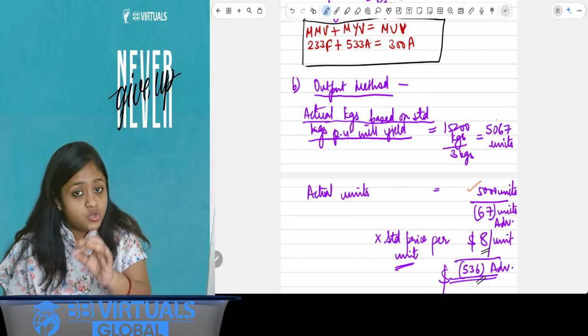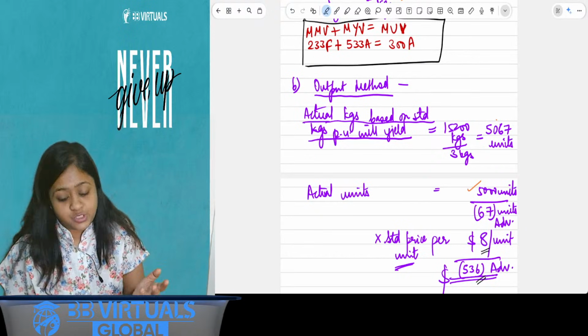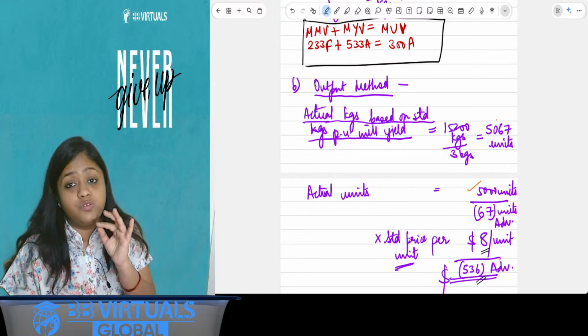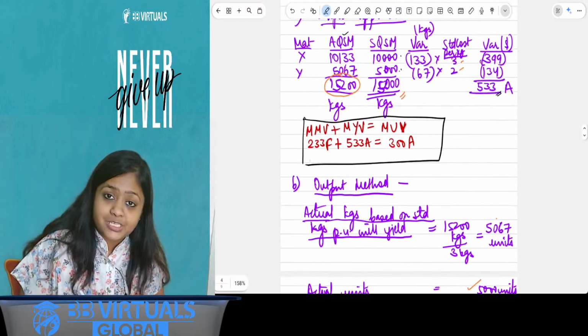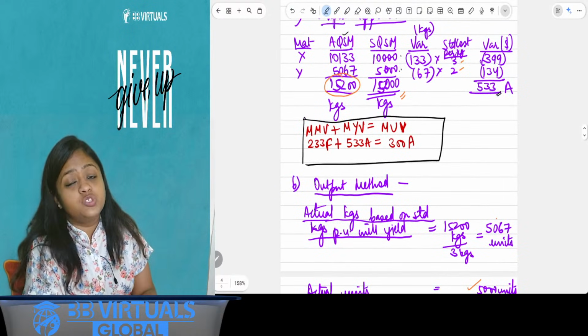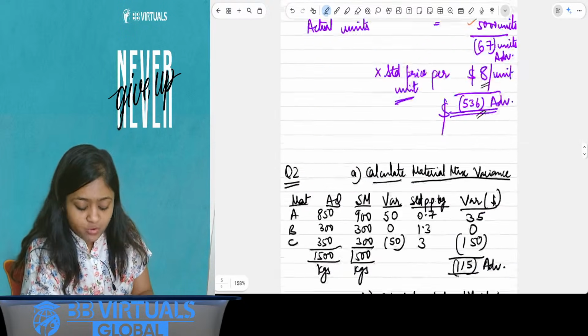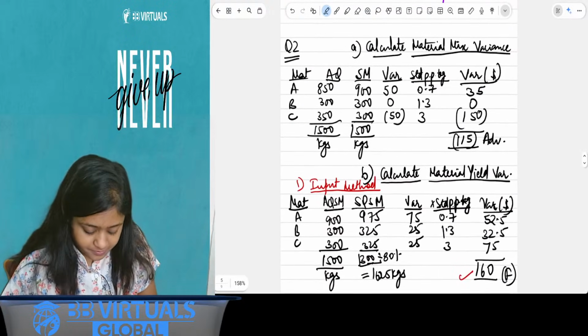Since you manufactured lower units, so now what is it? Adverse variance. Remember, whether you do input method or output method, your answer would be same. And the total of mix variance and the yield variance will give you the usage variance. Done? Clear? Any question, doubts? Please put it in the chat box.